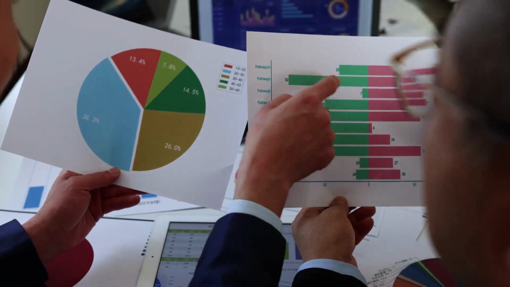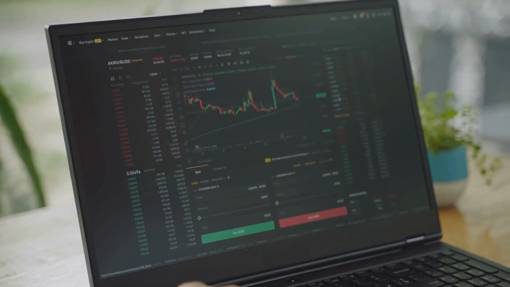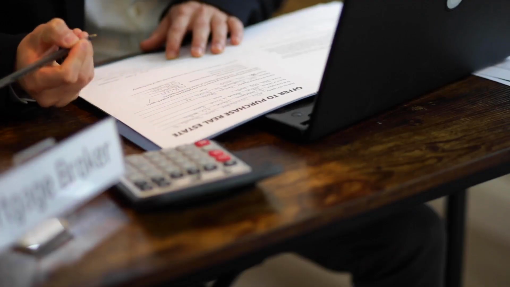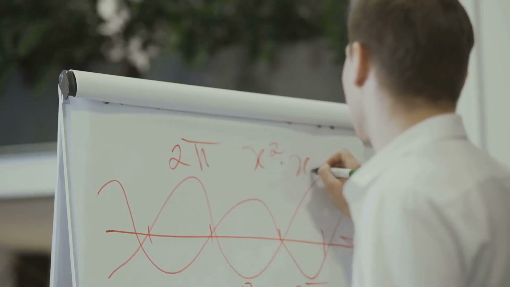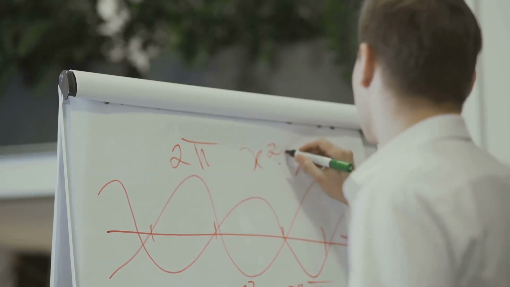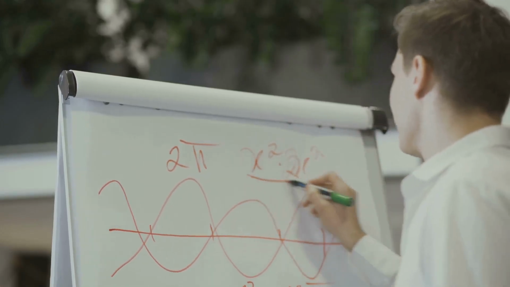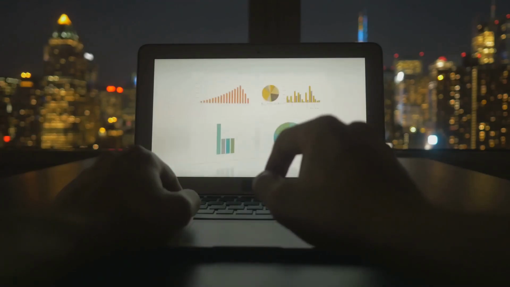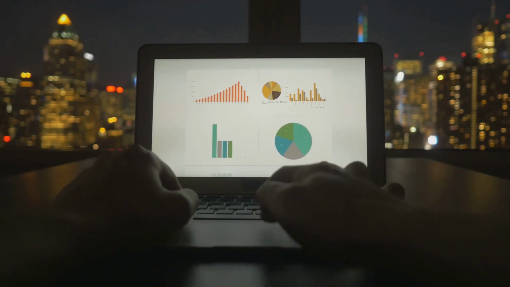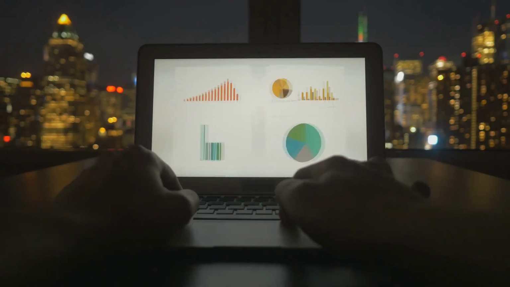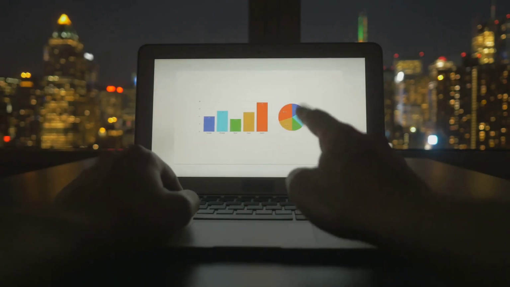Let's start with the cap rate method. This is a snapshot valuation model. You take the property's net operating income and divide it by the market cap rate. The formula is simple. Value equals NOI divided by cap rate. For example, if a property earns $250,000 in NOI and cap rates for similar assets in that market are 5%, the asset is worth $5 million.